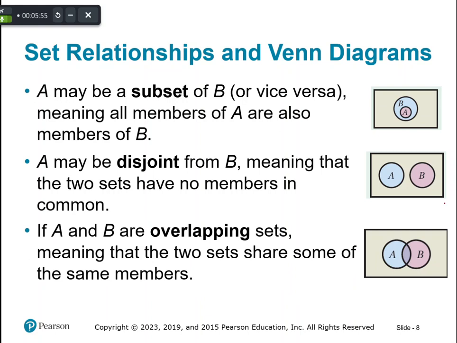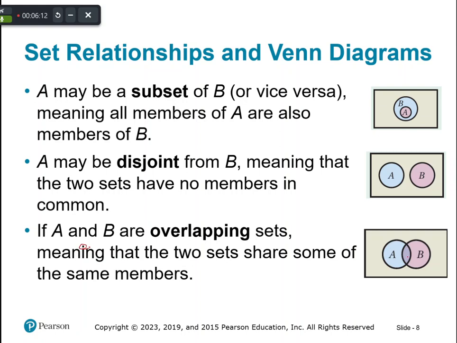If A and B are overlapping sets, meaning that the 2 sets share some of the same members. That's a poor sentence. I apologize. I didn't grammar check this ahead of time.